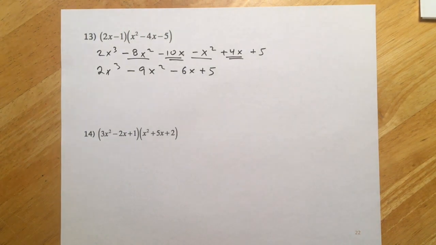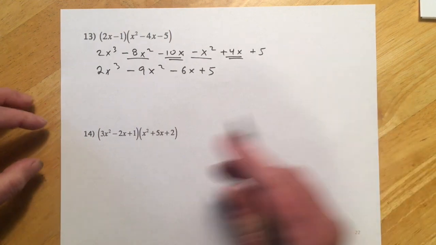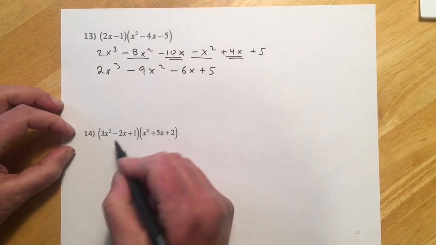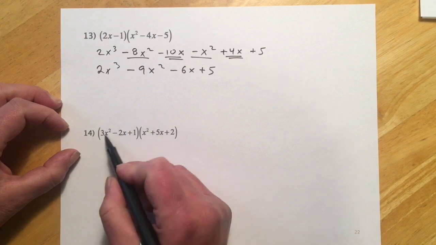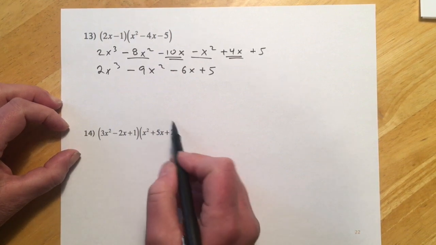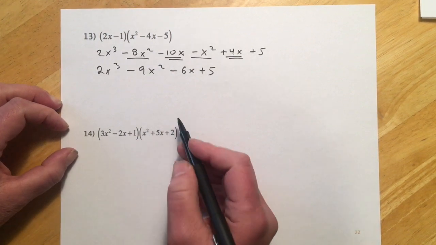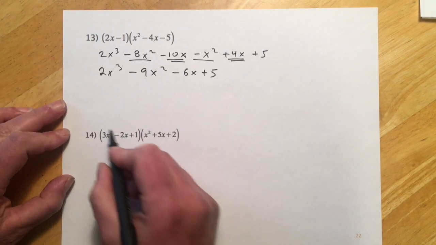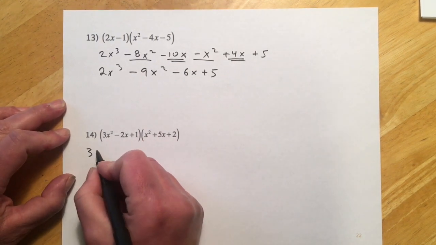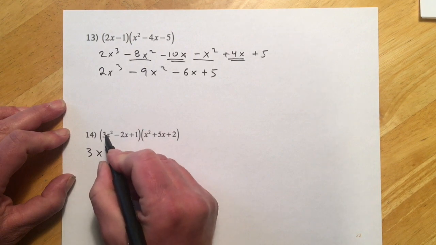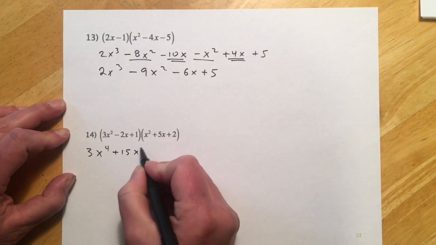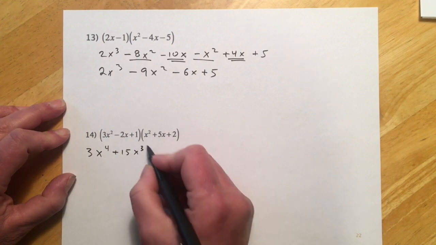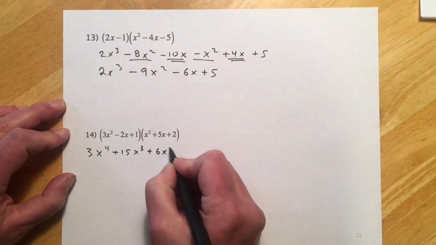And then this last one is 3 things times 3 things. So write small, these get really long, so we're going to have 9 terms when it's all said and done. I'm going to take the 3x squared to everything, and I'll take the negative 2x to everything, and I'll take the 1 to everything. So starting with the 3x squared, this will be 3x to the 4th, and then to the 5x would be plus 15x cubed, and then times that 2 will be plus 6x squared.